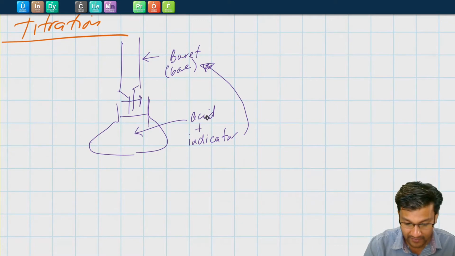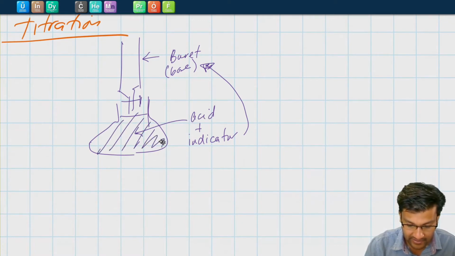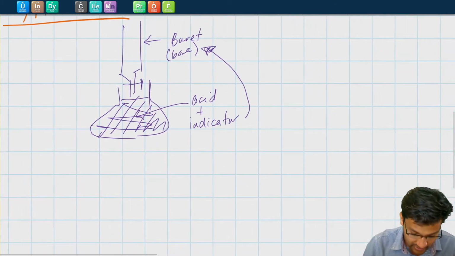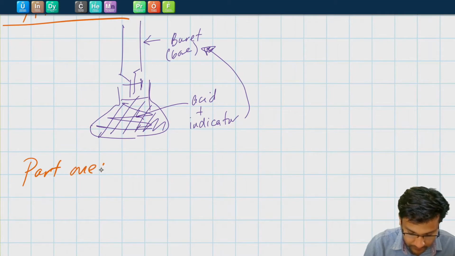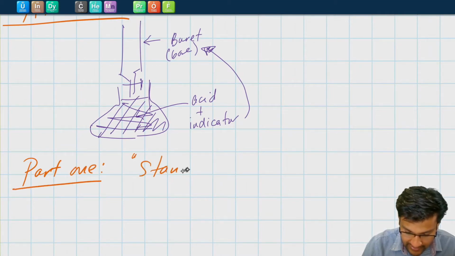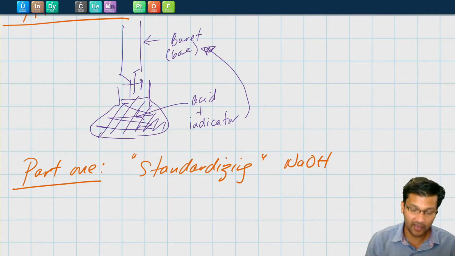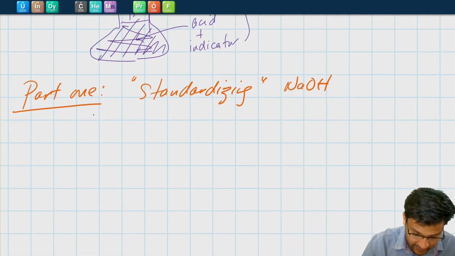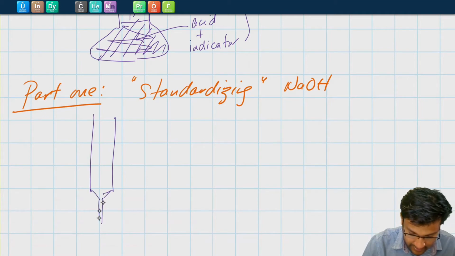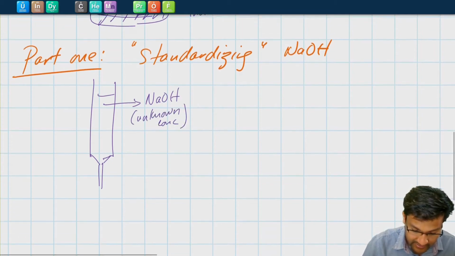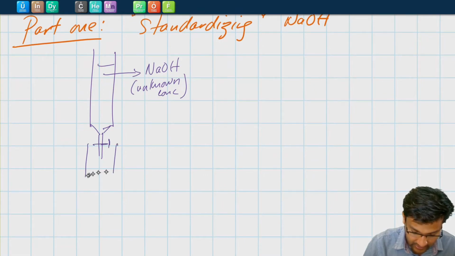We have a burette, we have acid in our little Erlenmeyer flask, we have an indicator to tell us when it's over. In this lab, we're going to be doing two types of calculation. In the first part, part 1, we'll be doing what we call standardizing an NaOH solution. Standardizing here simply means finding the concentration of. And so what we'll have is our burette set up with our NaOH, but this concentration will be unknown.